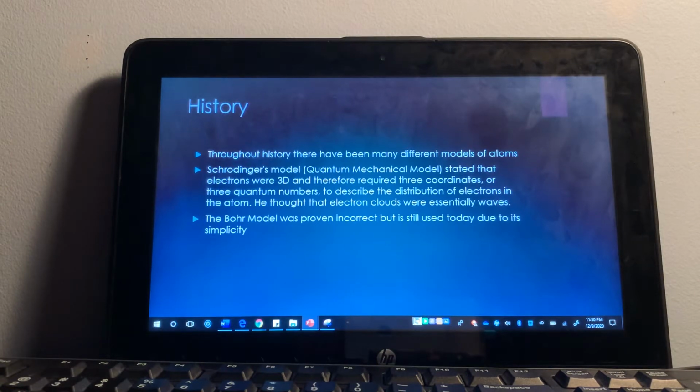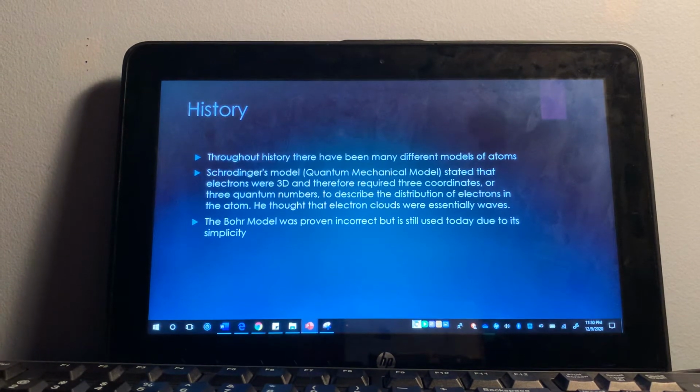And the Bohr model is the one we're going to be using because even though it was proven incorrect, it's simple and gets some of the main points, especially when talking about bonding. It illustrates that very well, so we're going to be using that one.